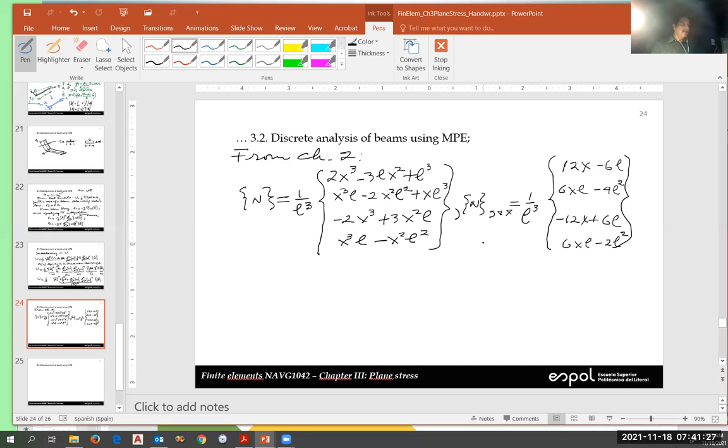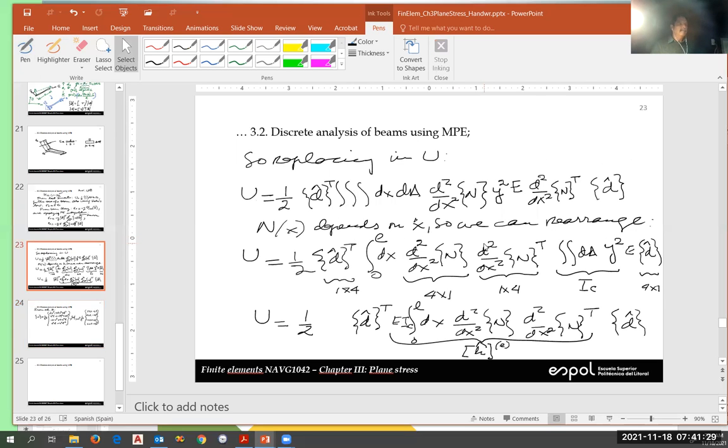Now, let me go back. Remember, this is a vector, this is a row. So each one of these elements, this is a 4 by 4 matrix, is going to be the result of taking one of these elements, that gives you the row, multiplying by each one of these, that gives you the column, and then we have to integrate from 0 to L.